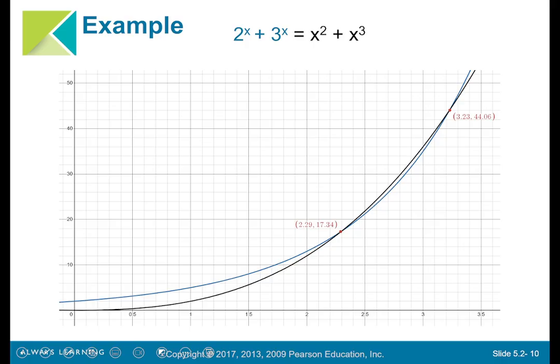Here's a better picture of the graph where you can really see where those two intersection points are. We got 2.29. If we kept going, we would have gotten 3.23 on the other point. And so our x values are 2.29 and x equals 3.23. Those are the two x values where this is true.